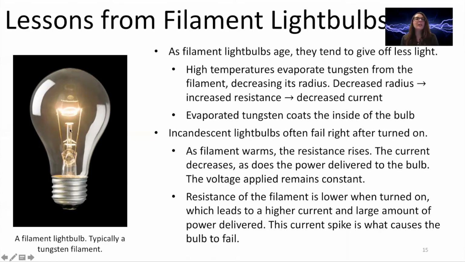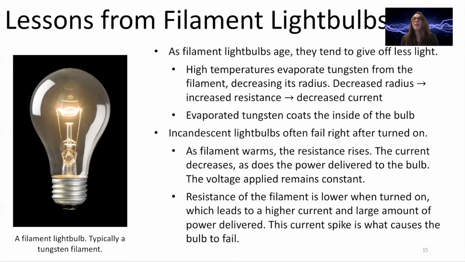So the high temperatures inside this light bulb evaporate tungsten from the filament, and that decreases the radius of the tungsten filament. So this decreased radius leads to an increased resistance. So remember, we can have an equation: resistance is equal to the resistivity times the length divided by the cross-sectional area. So if that area gets smaller because of a decreased radius, then our resistance increases.